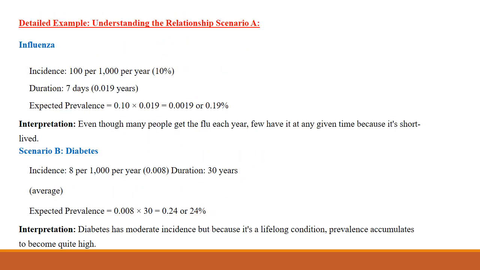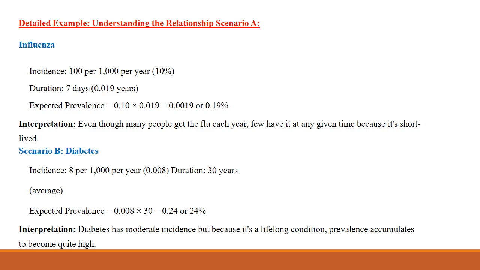Understanding the relationship, scenario number A. Influenza incidence is 100 per 1000 per year, like 10%. Duration is 7 days, and expected prevalence is 0.1 multiplied by 0.019, equal to 0.19%. Even though many people get the flu each year, few have it at any given time because it's short-lived. Now scenario number B, diabetes.